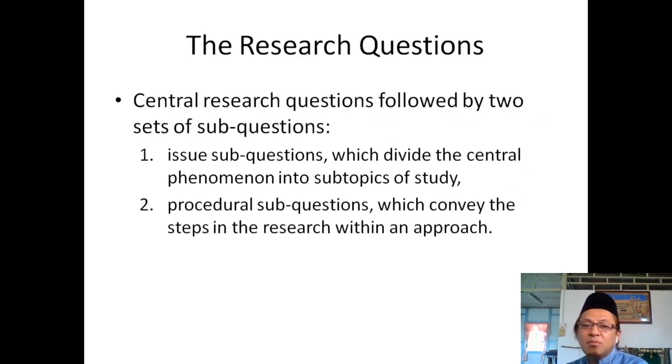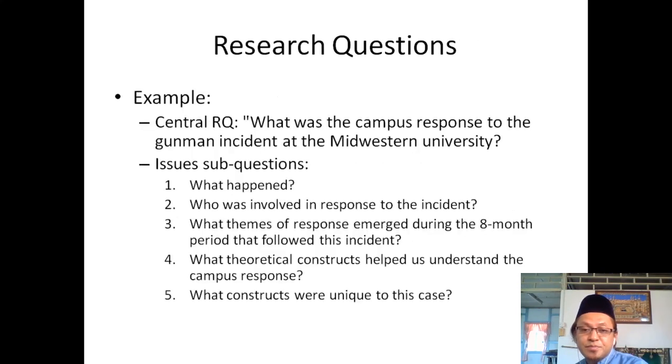In qualitative research, normally you have a central question followed up by sub-questions. The central question will be the main research question, and the sub-questions will be the additional questions derived from the central research question. The sub-questions can be categorized into the first one, issue sub-questions, which divide the central phenomenon into subtopics of study. And the other one is procedural sub-questions, which convey the steps in the research within an approach.